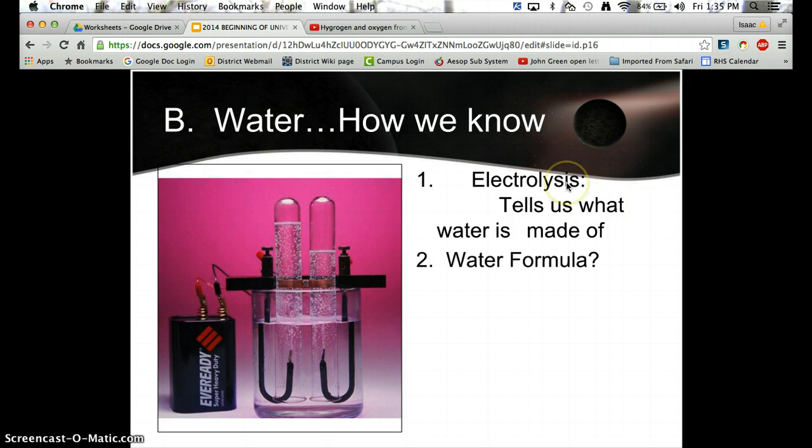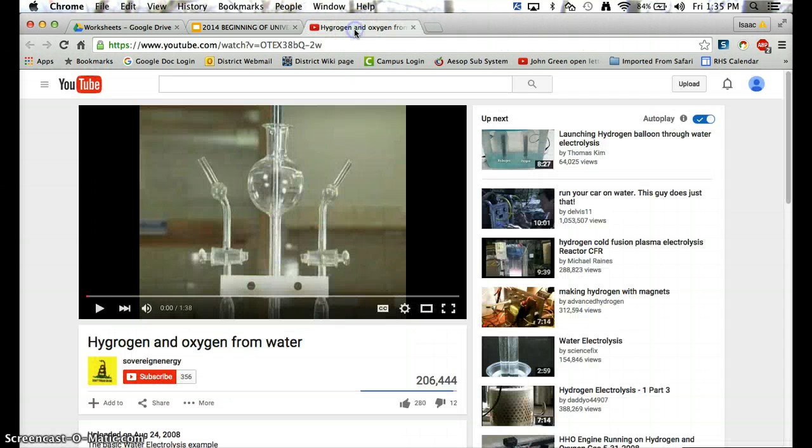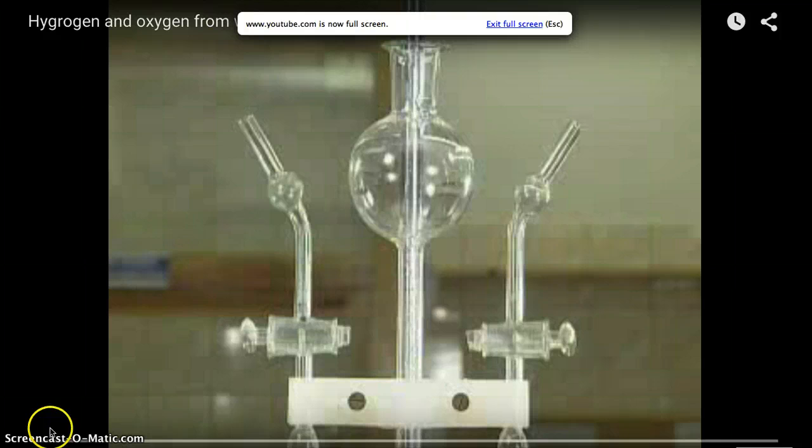And so a process called electrolysis tells us what water is made of and allows us to determine the chemical formula for water, which we know is H2O. And so this is an electrolysis demo. This is what I'm going to show you here. This kind of just shows you what the process of electrolysis is and how it points to the fact that water is made up of hydrogen and oxygen. So I'm going to go ahead and play this for you, and then we'll come back and talk about it.